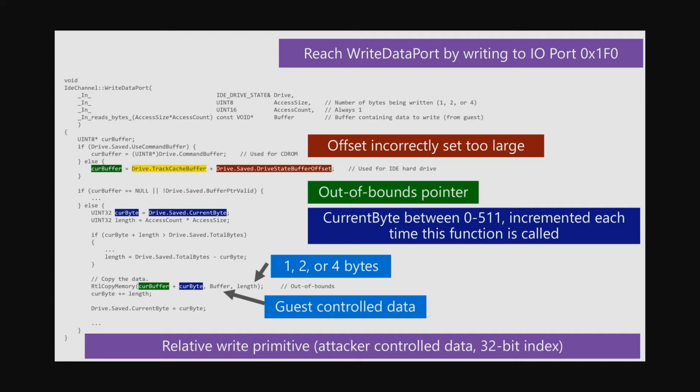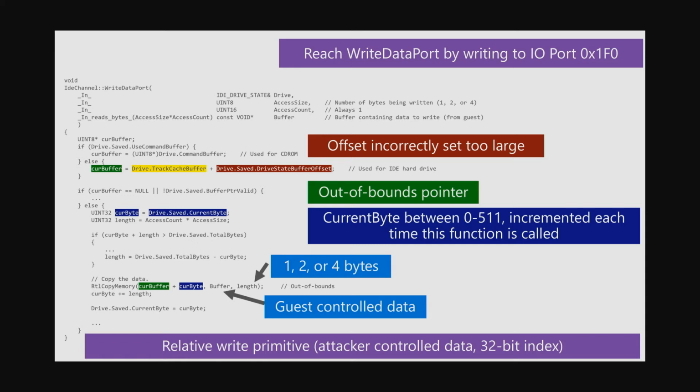And that is an unsigned 32-bit value, so you can increment that value to be up to 4 gigabytes big. The other important variable here is this current byte variable. This is always between 0 and 512. It gets incremented every time you read or write from the track cache buffer, and once it hits 511, it will reset back down to 0.